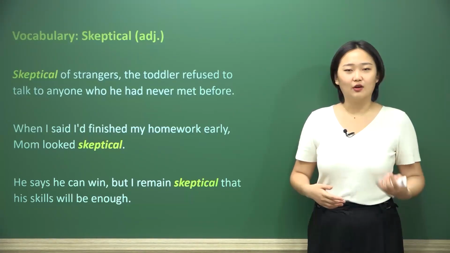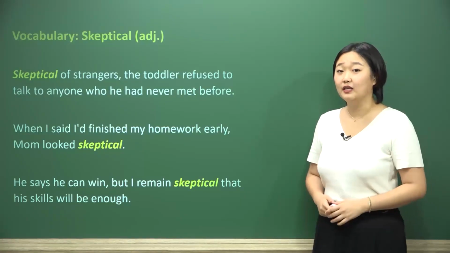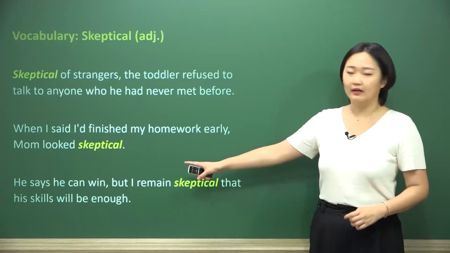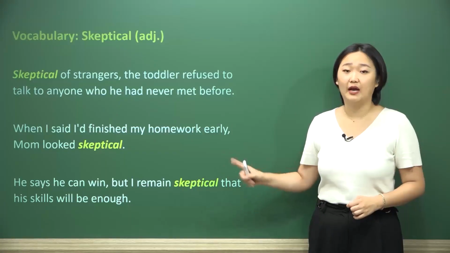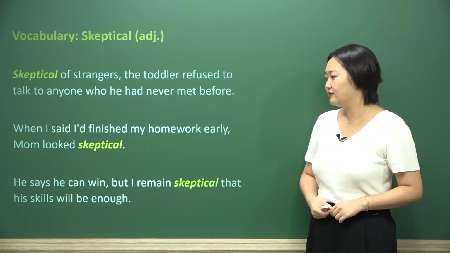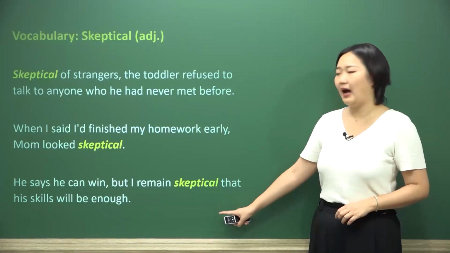And they have this look on their face as though it's making them really think about whether or not they believe you when you say that you finished your work and you actually did it on time. Again, being very doubtful or having some kind of distrust. He says he can win, but I remain skeptical that his skills will be enough. And so one last time here, when we're talking about he can win, but I remain skeptical.